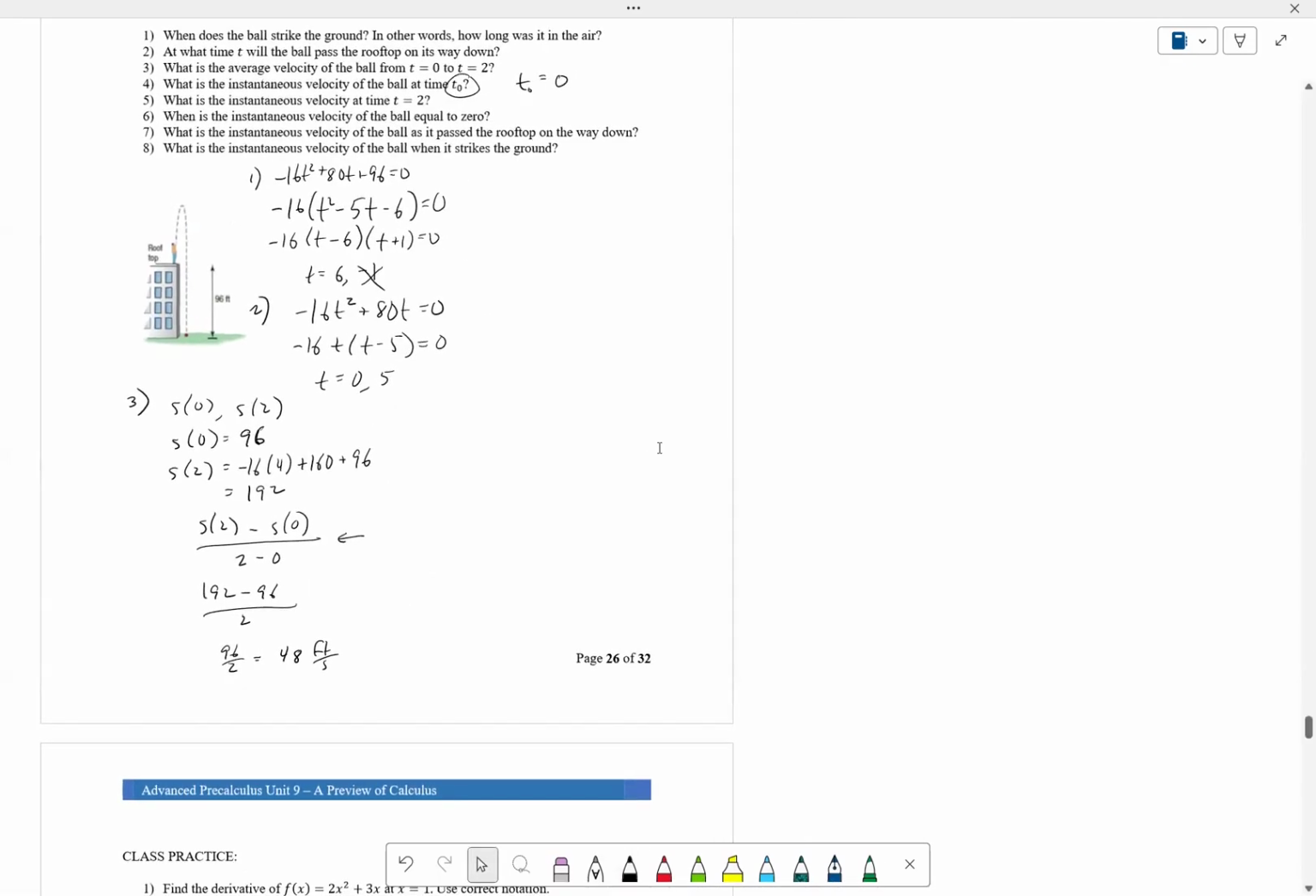Number 4, instantaneous velocity. How are you supposed to find an instantaneous velocity?